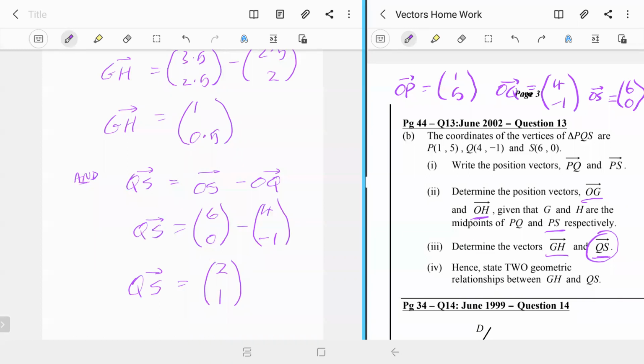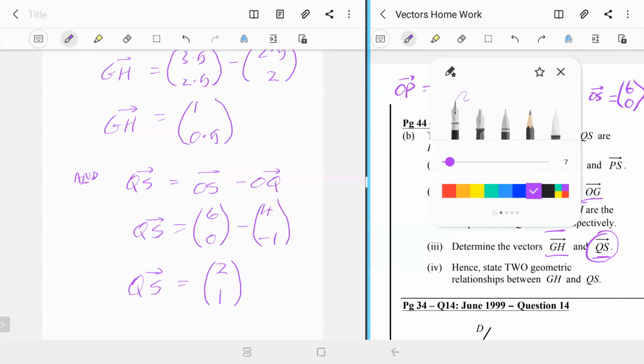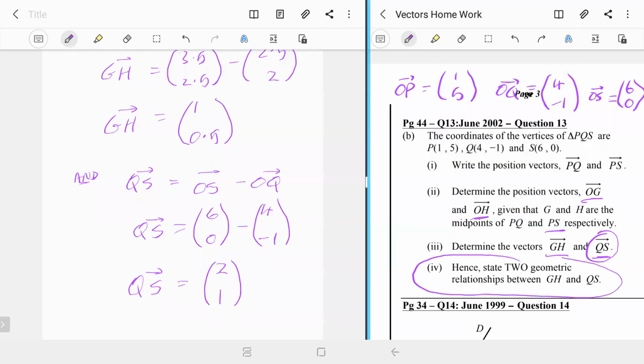Look at the last part now, part 4. State two geometric relationships between GH and QS. What they want us to do is use this GH and this QS to state two relationships between the lines. Before we even do it, tell me what are going to be the two relationships. What's going to be the first relationship between them? Parallel. Yes. What's the second one we're looking for?